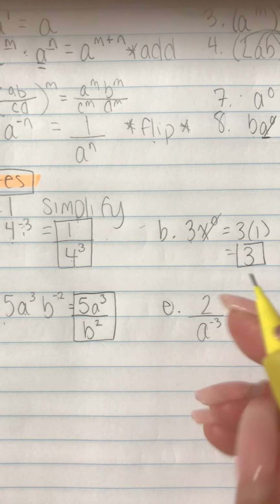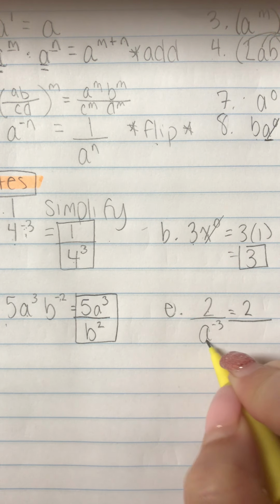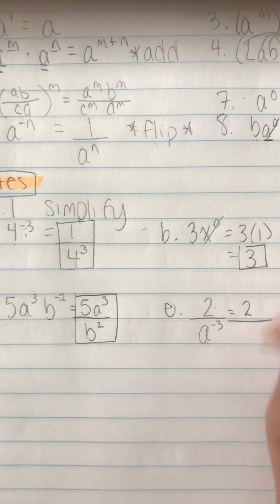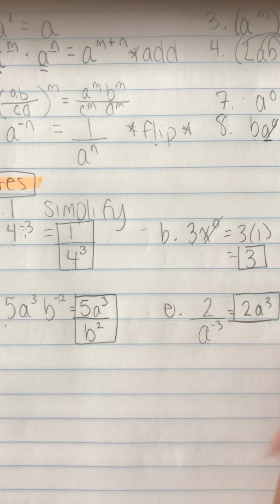E. Nothing I can do with this 2. How do I make this positive? Bring it up. I've got A cubed. Final answer. I'm done.